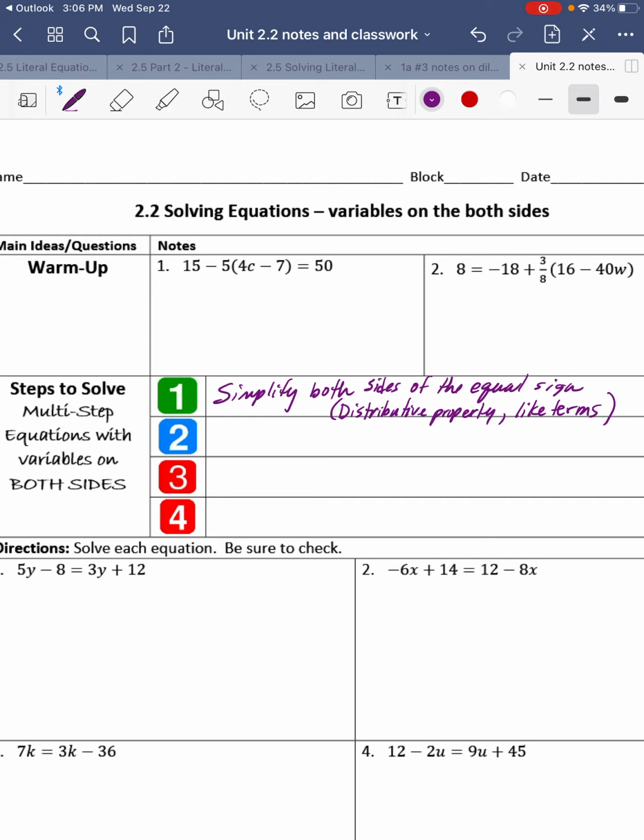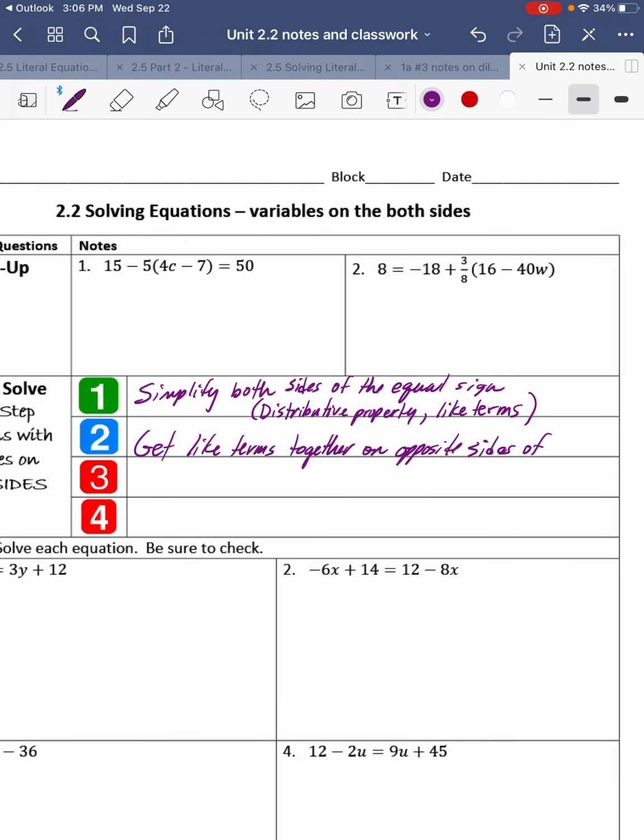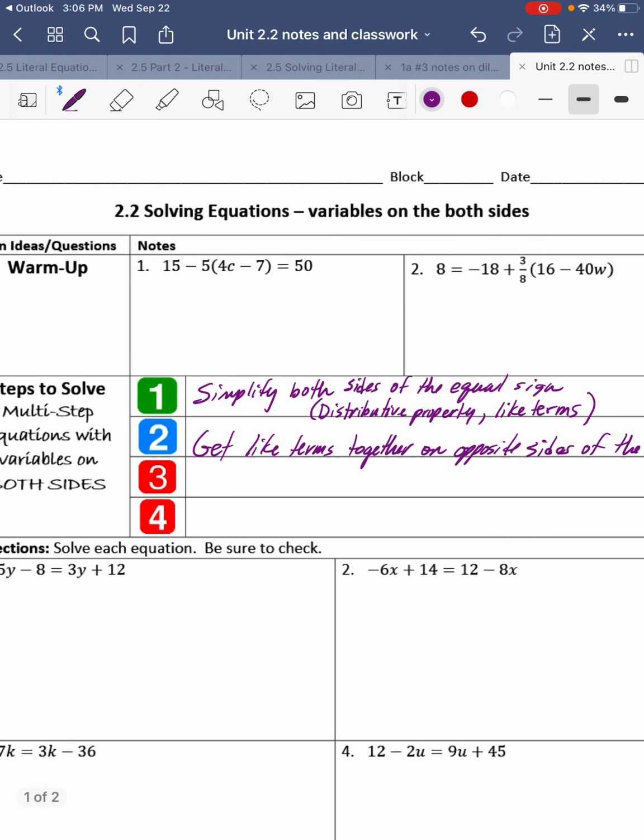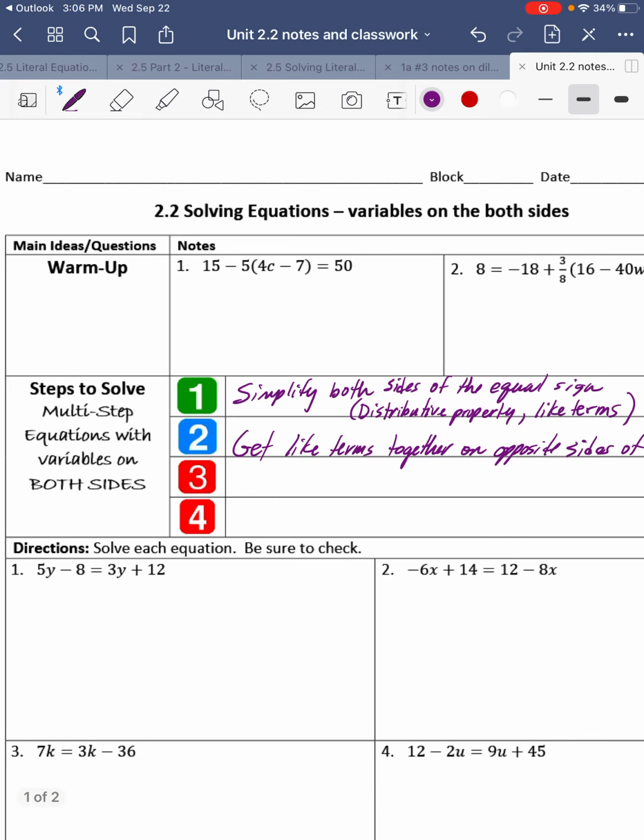Second then would be to get like terms together on opposite sides of the equal sign. So if you have like terms on the left side, like 5y and 2y, you got to get those together. And the last, I'm actually going to cut out number 4.